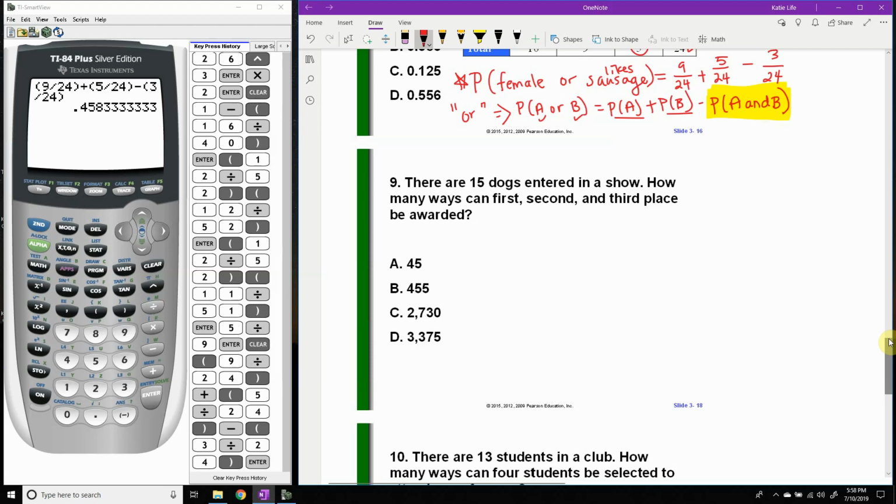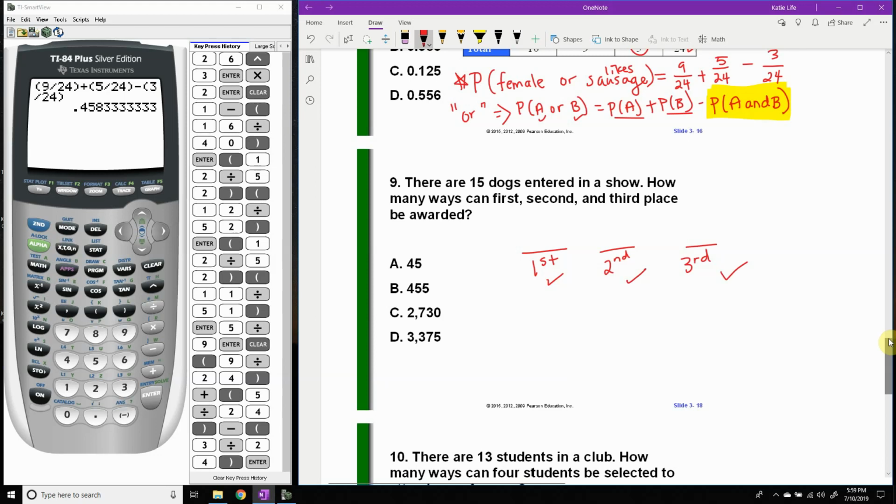First, second, and third place. Okay, this is a permutation, right? Because if we're talking about places in a race, first, second, third, I cannot simultaneously be first place and second place, right? Once first place has been awarded, then there's only going to be 14 dogs left over that could enter in second place. Once second place has been awarded, there will only be 13 dogs that could enter into third place. So you could do this a couple of different ways.